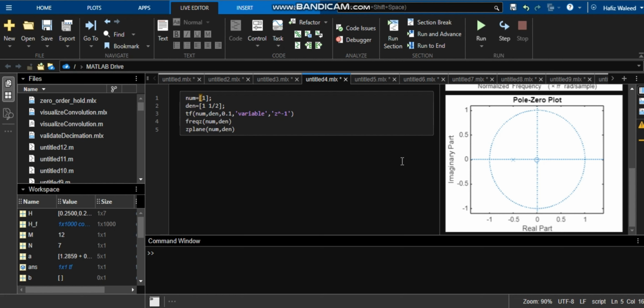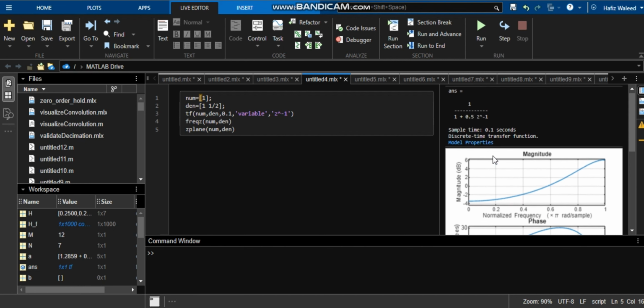In task 4, this code defines a first order discrete time transfer function in the Z domain. The numerator of the transfer function is set to num is equal to 1, indicating a single coefficient for the numerator polynomial. The denominator is a second order polynomial with coefficients 1 and 1/2. The TF function creates a transfer function model with a sampling period of 0.1 second using z minus 1 to represent the Z domain variable.